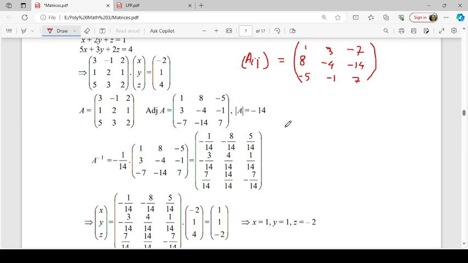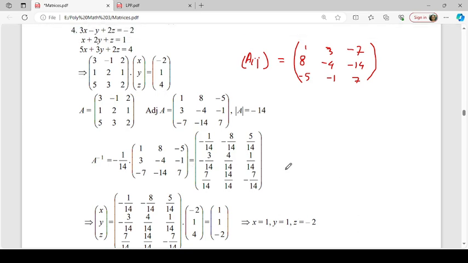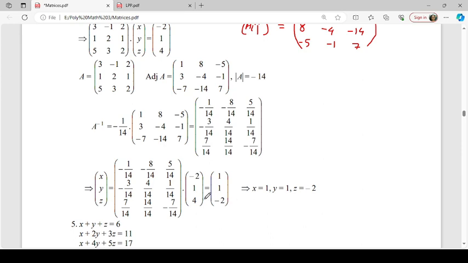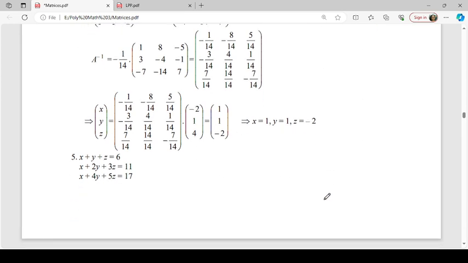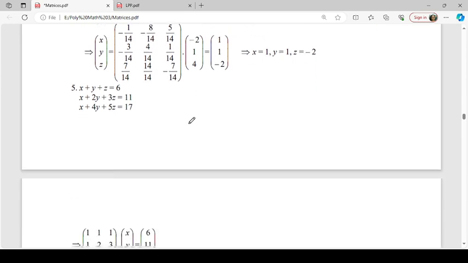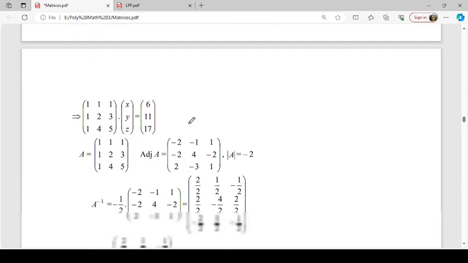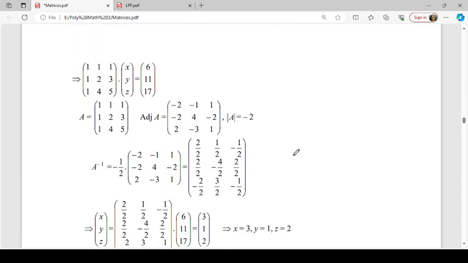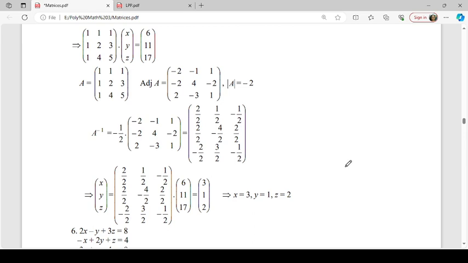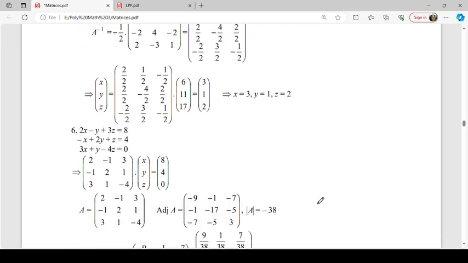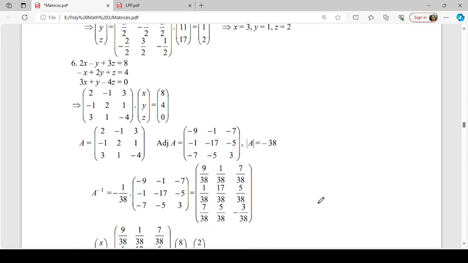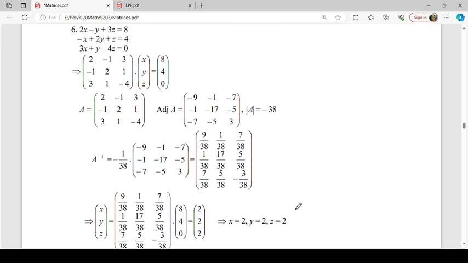Determinant A is minus 14. Then this is the A inverse. Then xyz we have like this. Similarly, the procedure is same. These are the values like this. Then this is another example. So the solution is x equal to 2, y equal to 2, z equal to 2.